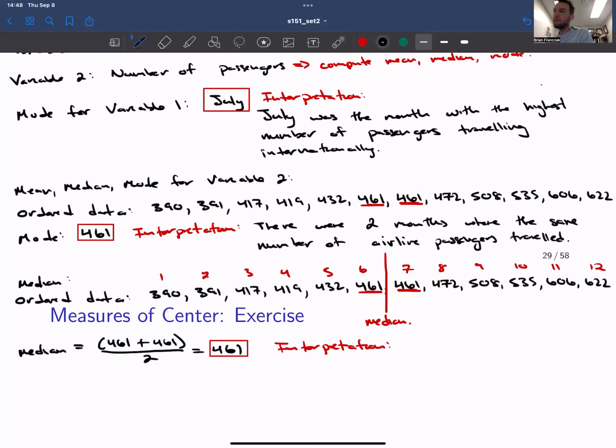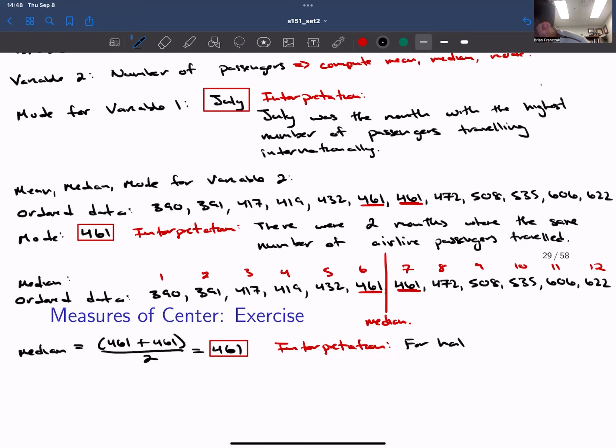Okay, now in terms of interpretation, what is the median telling us? It's essentially telling us the midpoint of how many airline passengers travel in each half of the year. So for half of the year, less than 461 passengers were traveling internationally, and for the other half of the year, more than 461 passengers were traveling internationally.